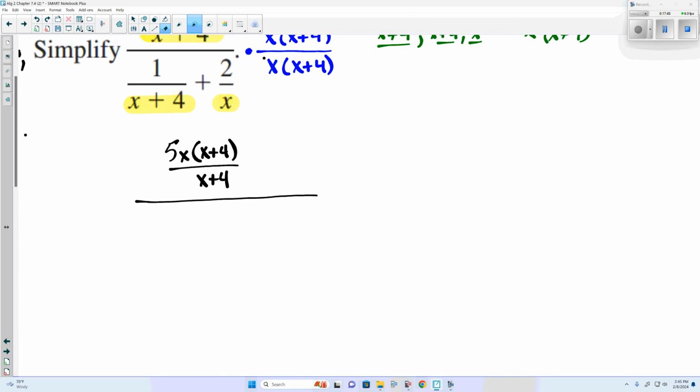So our x times x plus 4 is also going to multiply with our 1. Well, 1 times x is x times x plus 4 over x plus 4, plus. We're still doing this with the 2. And again, we've been multiplying these monomials, the terms outside of parentheses, because they're just right next to each other. 2 times x is 2x times our x plus 4 over x.